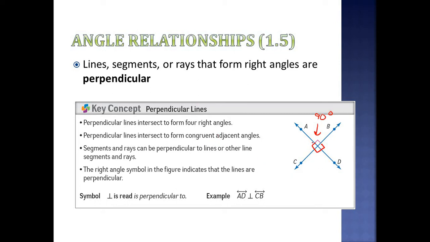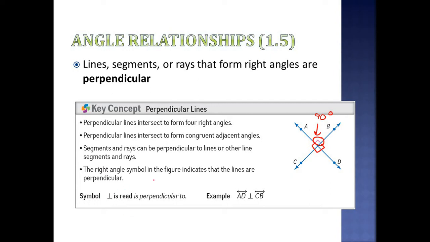They're all congruent. All 4 of these angles are congruent, and they're also adjacent. They share a common side. A couple other things here. Segments and rays can be perpendicular to lines or other line segments and rays. And the right angle symbol in the figure indicates that the lines are perpendicular. Again, this symbol right there.